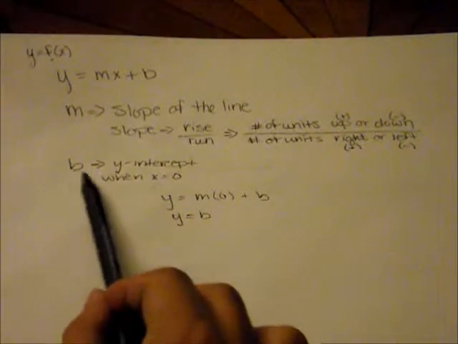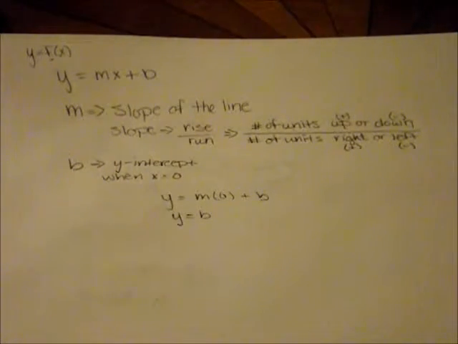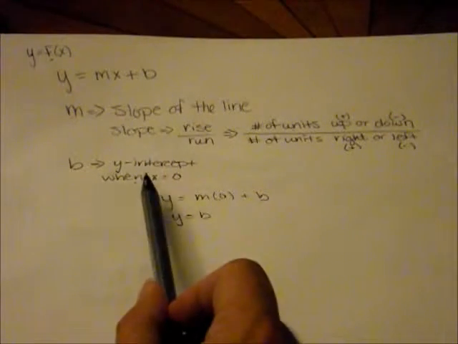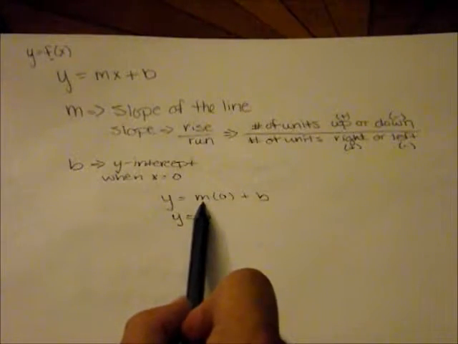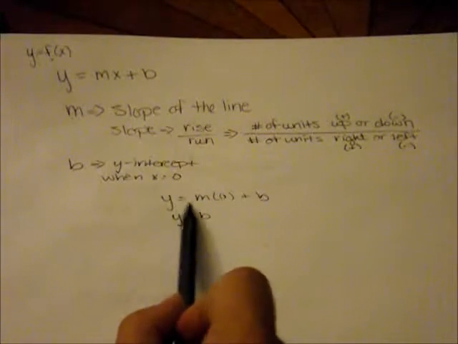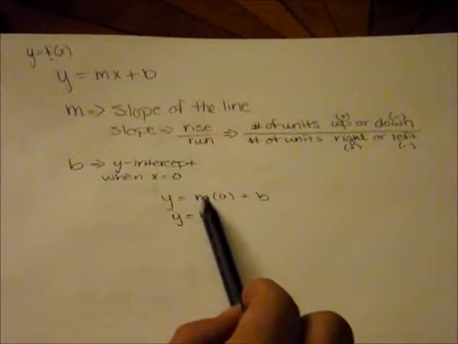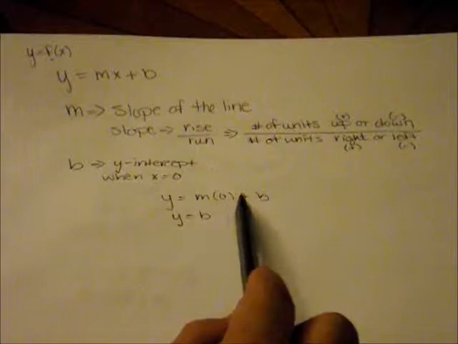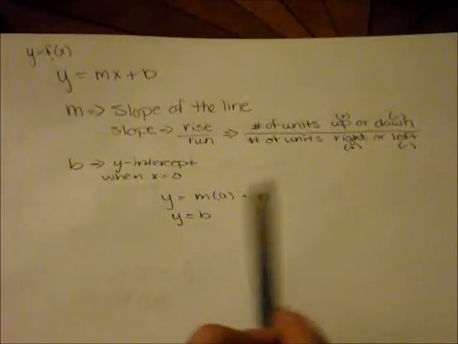B, this b right here, is the y-intercept. Now, you're probably thinking, well, what's the y-intercept? Isn't that what y is? Well, y-intercept is when x equals 0. So let's plug in 0 for this equation, for where x is. y equals m times 0 plus b. So m, being the slope, times 0 equals 0. So y equals b.